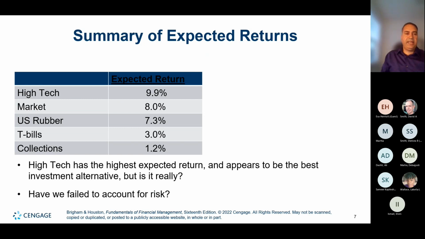Okay. Now if we do that whole process for the whole industry: we just did the calculations for the high tech, and our answer was 9.9%. We also did that for the T-bills, and that was 3%. If we do the same process for US rubber and for the market portfolio, that is 8%. And for the collections, the expected return is 1.2%. Now, which one has the highest expected return? Of course, the high tech industry has the highest expected return. Okay, so are we gonna go for that one?